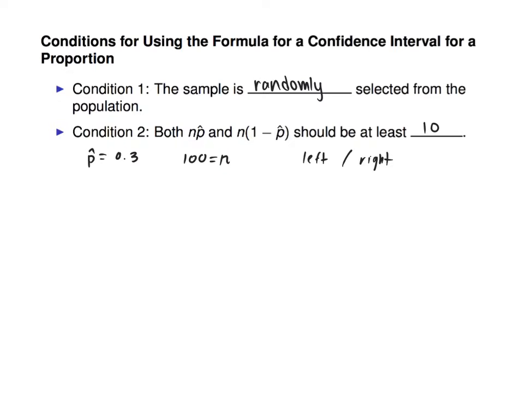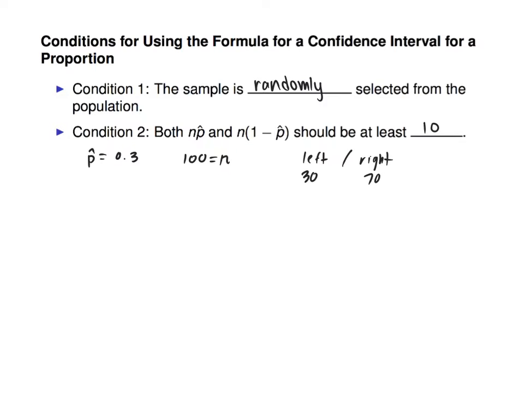30% of them are lefties, right? So how many lefties are in my group out of 100? 30. How many righties? 70. What this condition is saying is you have to have at least 10 people of each category. Does that make sense? What this is telling you.